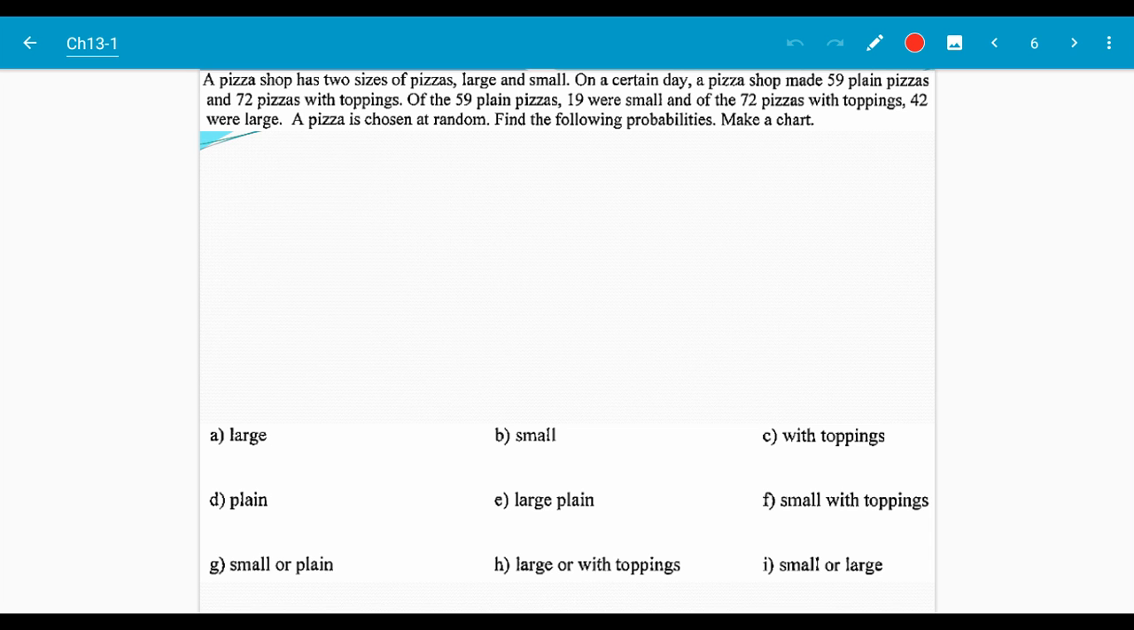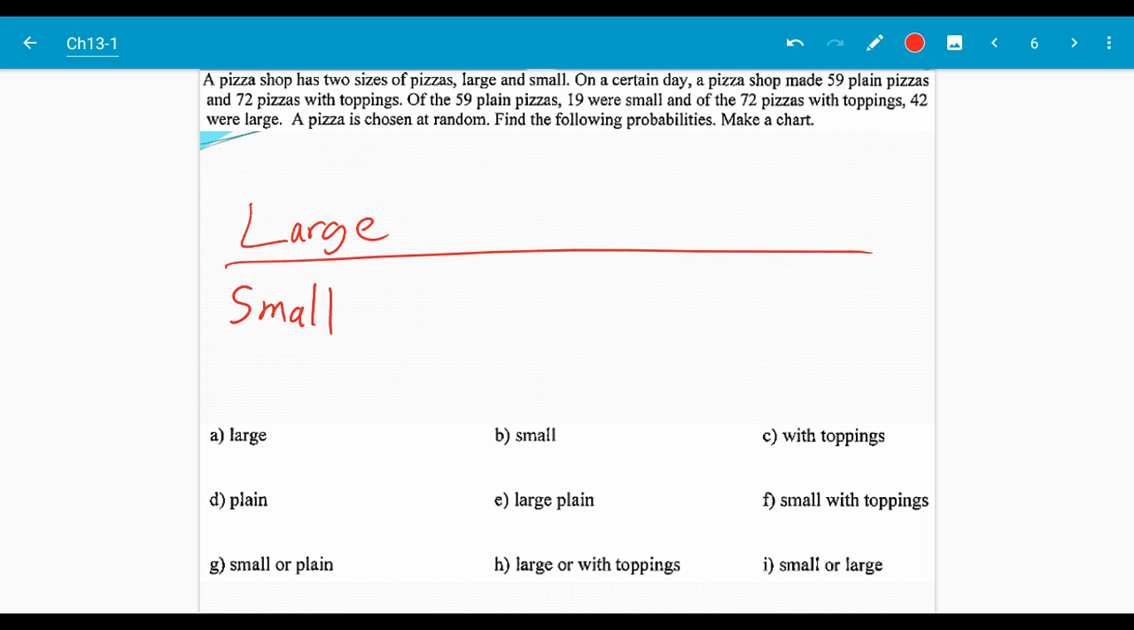Okay. We don't want to just go into this problem without organizing our thinking. We had the chart provided for us on the last problem. It won't take long to make. Let's take the extra 60 seconds and make this chart to organize what's going on. So we have large pizzas and we have small pizzas. We also have a total row that we're going to make.